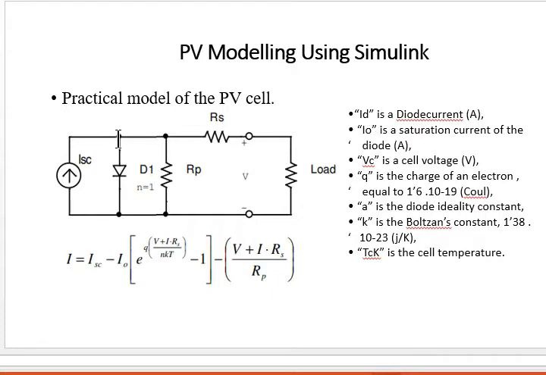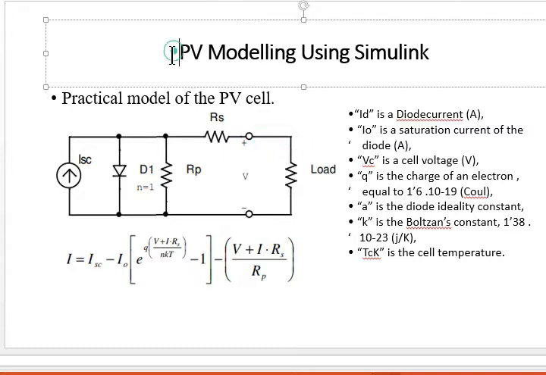ID is the current flowing through this reverse diode. I0 is the saturation current of the diode, Vc is the cell voltage, Q is the charge of an electron, A is the ideality constant, K is the Boltzmann constant similarly, and Tc is the cell temperature. So if we consider it, what will be the current that will be provided to the load in this direction here?